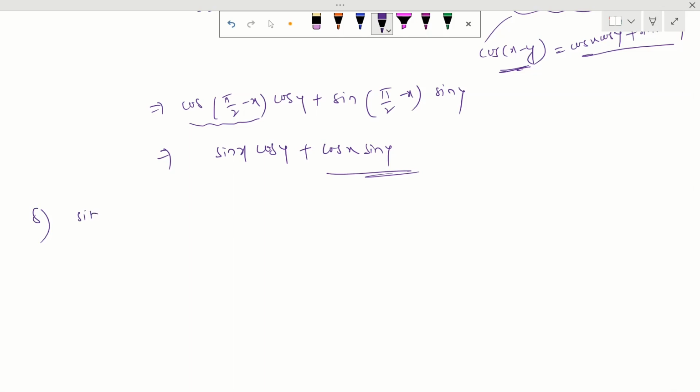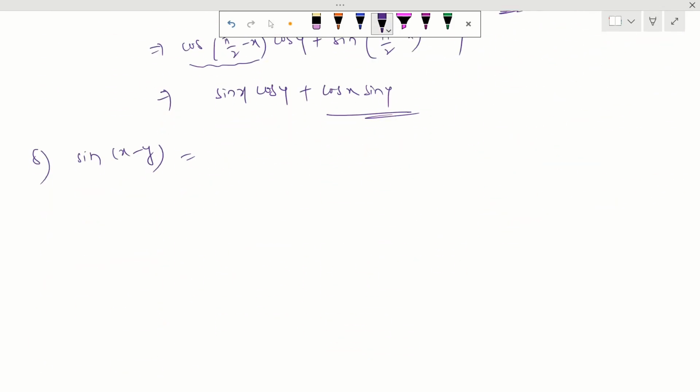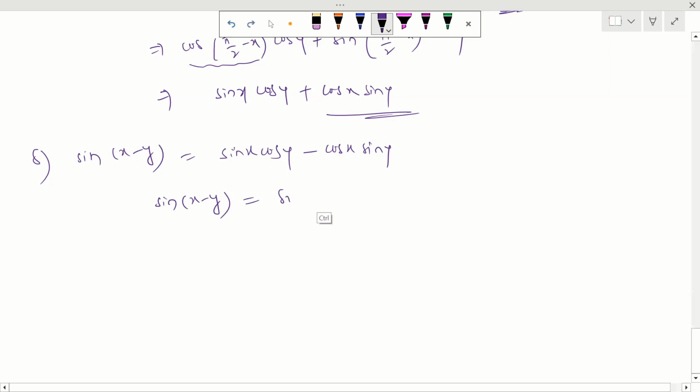Now come to the eighth one, that is sin of (x minus y). Here we took plus, now we are taking minus. So sin of (x minus y) is sin x cos y minus cos x sin y. We have to prove it in the same way. I will write sin of (x minus y) as cos of (pi by 2 minus (x minus y)).